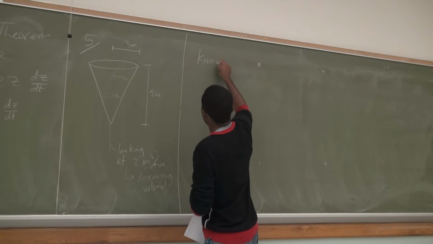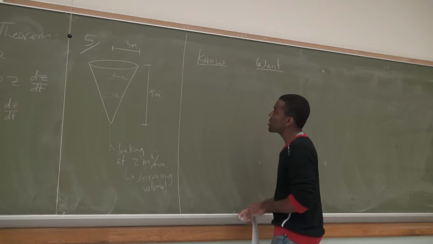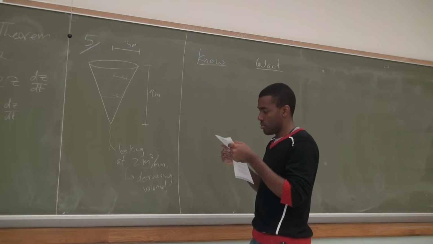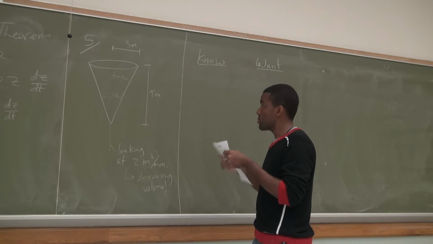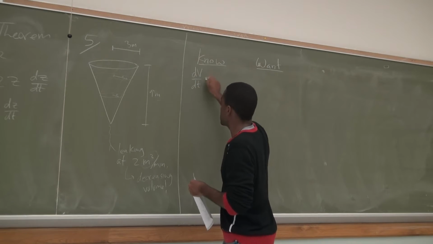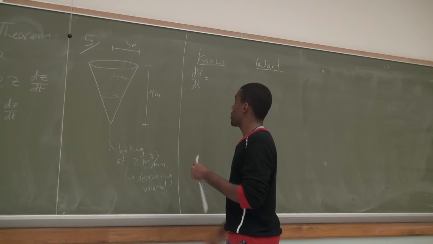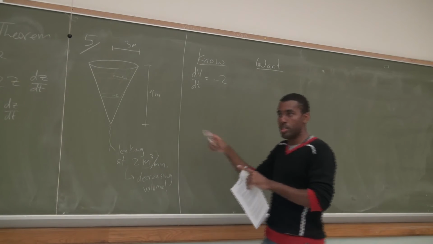So what do we know? What do we want? The only thing we know is how the volume is changing, dV/dt, which is negative 2. Why is it negative? Because it's decreasing. Remember, this is an important concept.